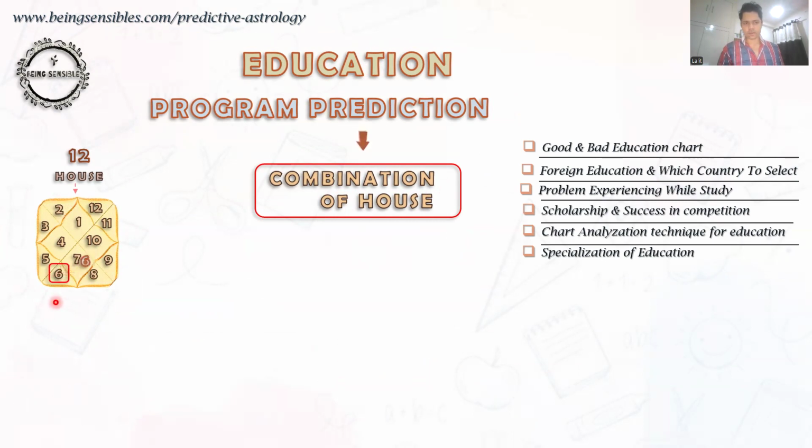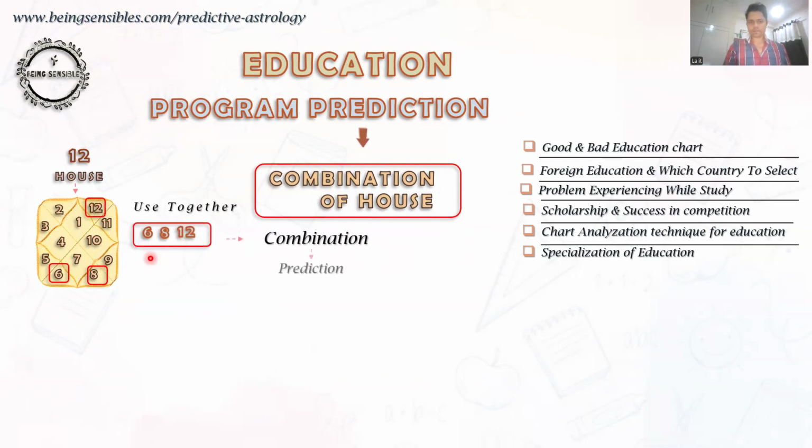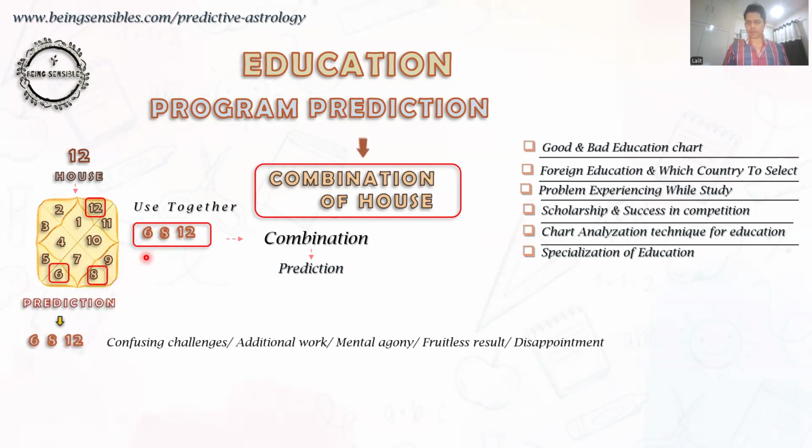So if I pick 6, if I pick 8, if I pick 12, and I use them together, this forms the combinations. In this program, these combinations help us to understand the prediction part. These combinations have meaning, and they help us with prediction.